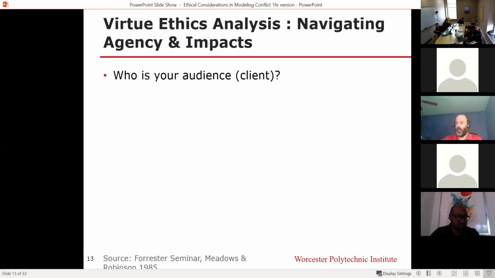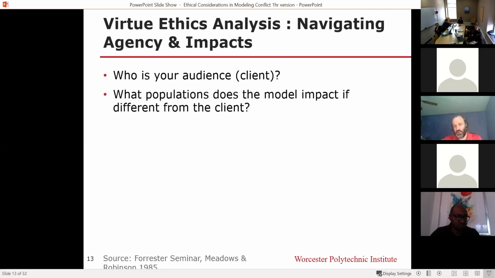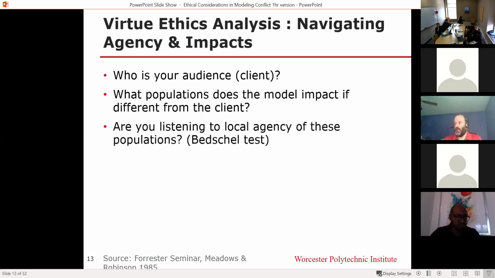Navigating agency and impacts. Who is your audience? What populations does the model impact? If you're going to model a criminal policy to help law enforcement, who are the communities it's going to impact? Who are the communities that are impacted if it doesn't work? These are questions to ask. And are you listening to local agency of these populations?